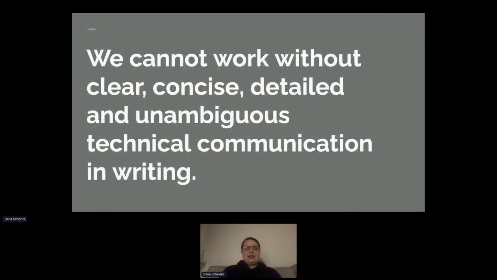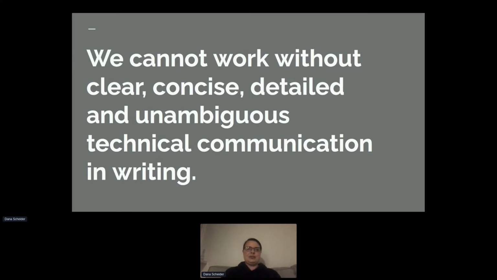So why is technical writing important? The answer is that we can't do our work without clear, concise, detailed, and unambiguous technical communication in writing. It's essential. We've all had the experience of needing documentation for something that we couldn't find and spending hours scouring source code trying to figure out how something worked. And it really gets in the way. You can waste hours that way.